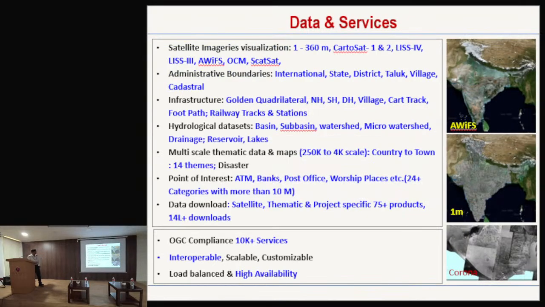Now if I summarize all those things, you can see that the data sets range from 360 meter to 1 meter, administrative boundaries range from international to the cadastral level, roads range from the golden quadrilateral to the footpath or track, and the hydrological data sets go from the basin to the lake or pond level. Then you have multiple thematic data and points of interest. All this information is freely available and open to all.